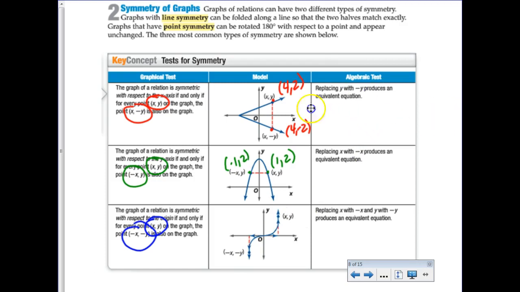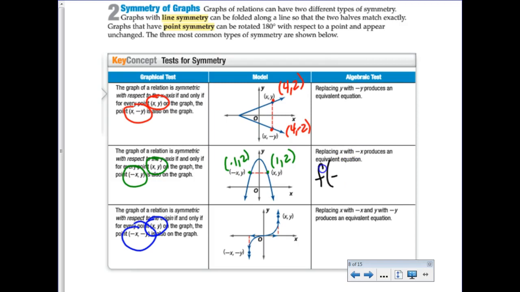The algebraic test for this type of symmetry is where you replace y with negative y. That's a little confusing. We actually won't be using that test at all today. This one, however, we're going to use a lot. So we're going to be using the y-axis symmetry and the origin symmetry. We're going to use an algebraic test. What you're going to do is you're going to replace all your x's with negative x's.